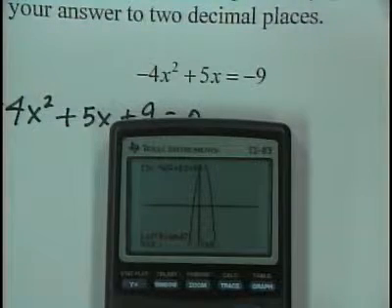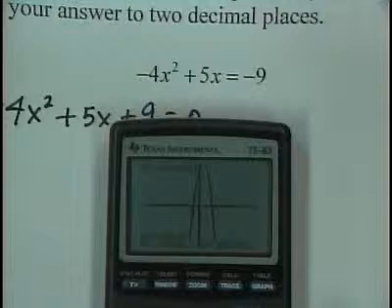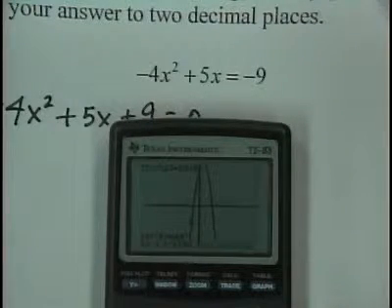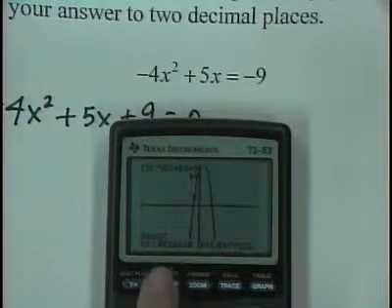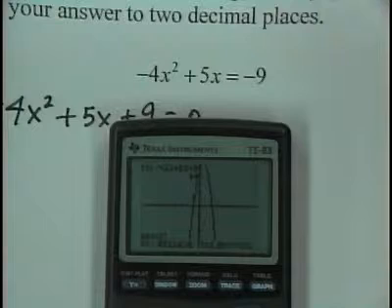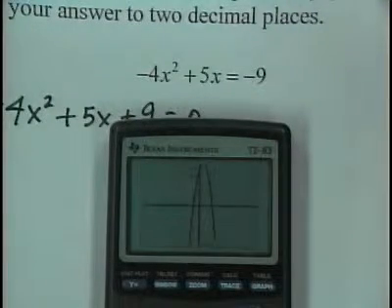This will find an x-intercept, but what we need to do is move the cursor to the left of that 0 and enter, move the cursor to the right of that 0 and enter, and then use the calculator's guess or adjust the cursor a little bit closer to the 0 with an arrow key. And the calculator tells us that that 0 is the number negative 1.